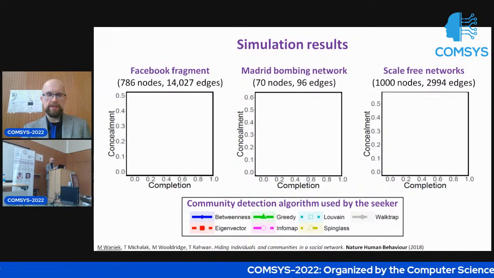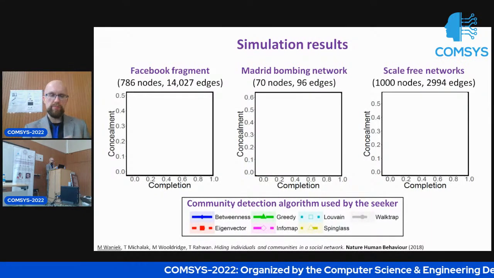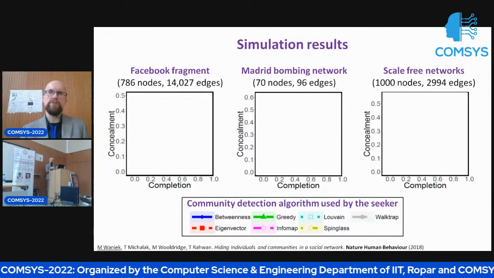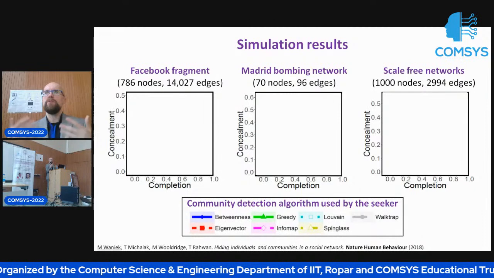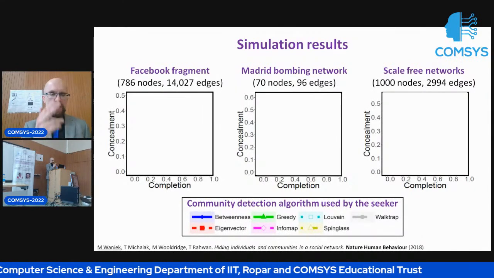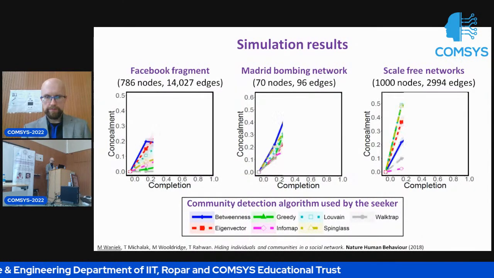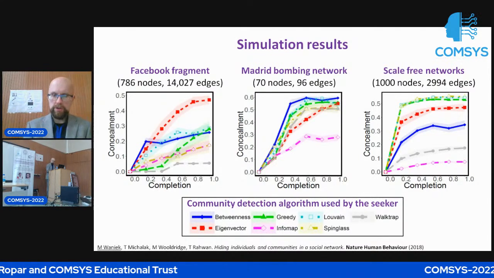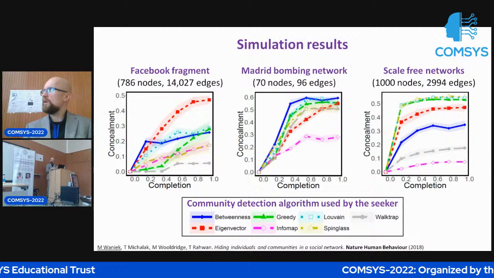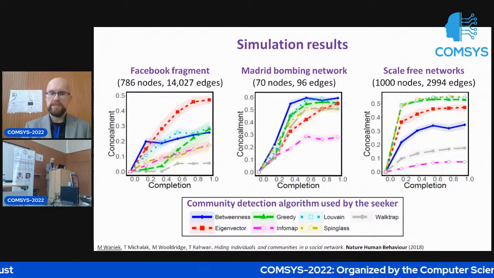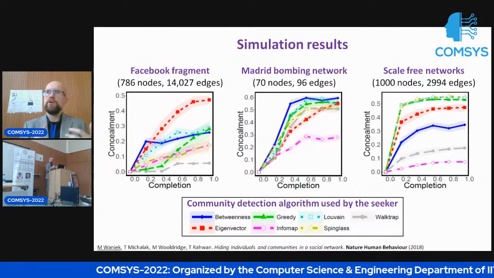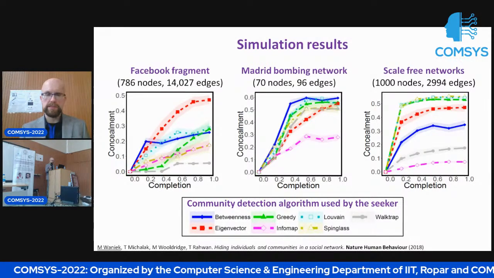On the x-axis, we have completion of the process. So at the right-hand side of the axis, we will have a moment in which every single person found one new friend. On the y-axis, we have our measure of concealment. We see how it goes. Every color is a different way of hiding. So we can see that our hiding heuristic is successful, right? According to all community detection algorithms, in all three of these networks, we are able to hide the community successfully.